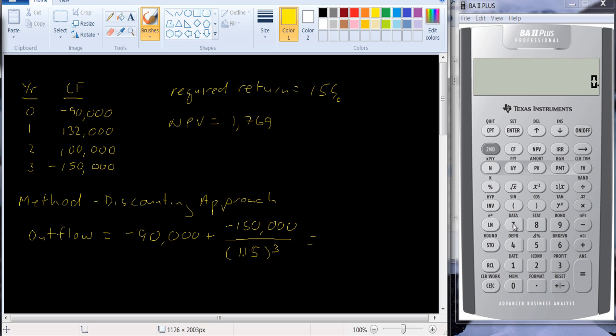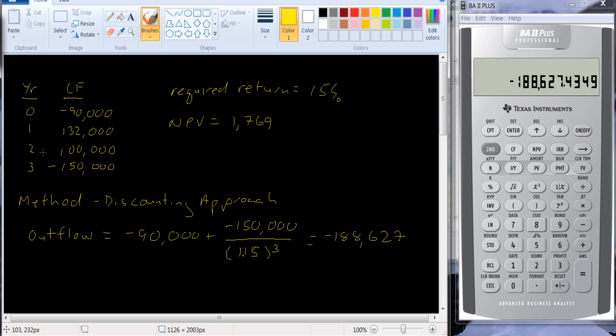We can use our time value of money worksheet. So we have 3 periods. We're going to use an interest rate of 15%, and we're going to have a future value of 150,000, and we'll compute the present value, 98,627.43, and we're going to add the negative 90,000 to that. We got a negative number for this. So your cash outflow is minus 188,627, and we'll ignore the pennies.